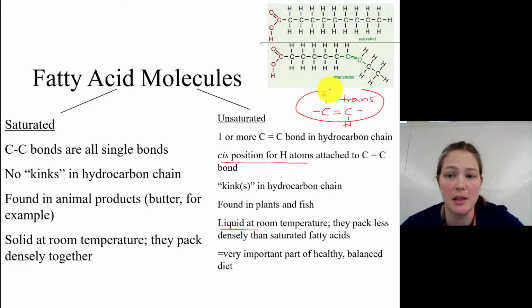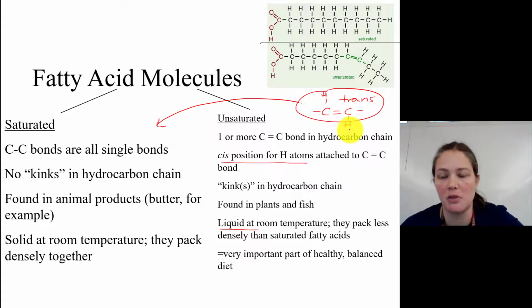So trans fats have properties that are more like saturated fats. They do not exist in nature, really. They're man-made. They're called hydrogenated fats, and that's what they look like. These are solid, and they pack very densely together. These are not good for you.